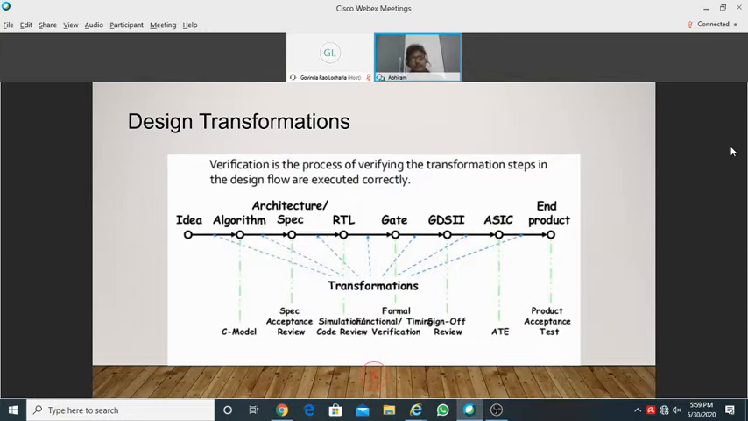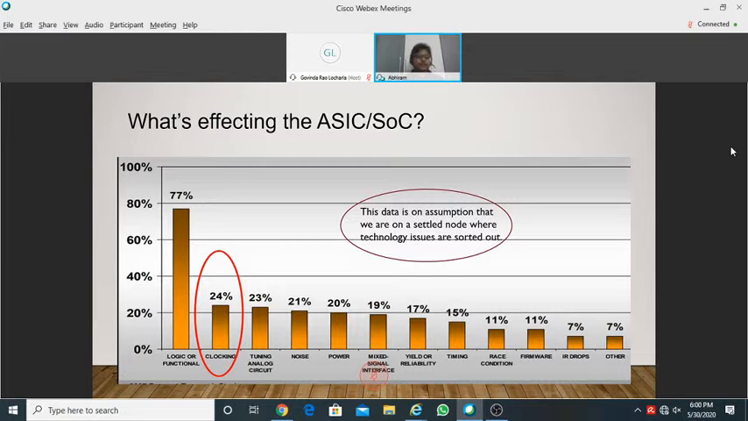Okay, so as I said, there could be some C models to verify from idea to algorithm, and then there could be some spec acceptance reviews or behavioral models, and it flows through the simulation code review, and verification criteria have to be satisfied here, and then there will be a timing sign off, and then once your ASIC is out, it needs to be qualified at the automatic test equipment generator, and then at the end product you need a product acceptance test for the SOC to be finally qualified as a perfectly working silicon.